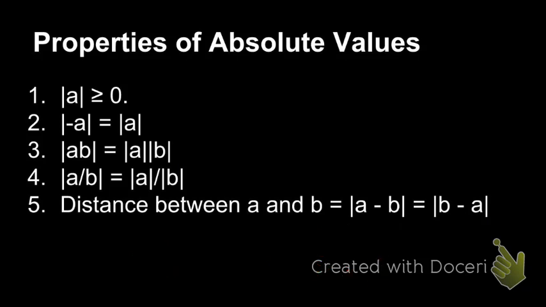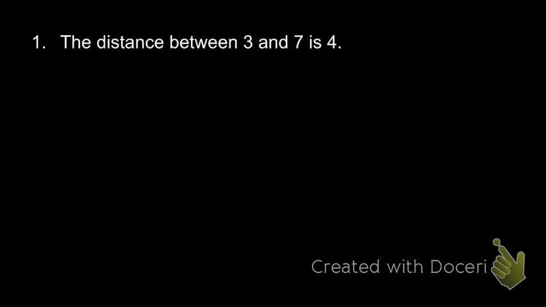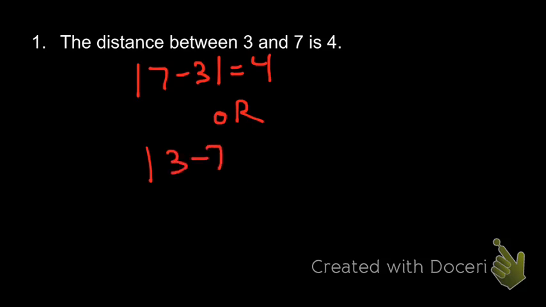Alright, so let's do some examples with those. The distance between 3 and 7 is 4. So if I wanted to express that with absolute values, it could be either the absolute value of 7 minus 3 is equal to 4, or you could say the absolute value of 3 minus 7 is equal to 4. But the two numbers that you're asked to find the distance between, you're going to subtract them, put them in absolute values, and then set that equal to that distance. Alright, started off easy there.